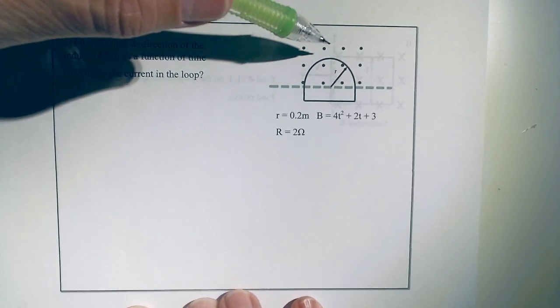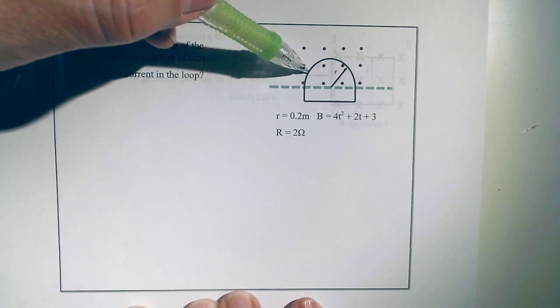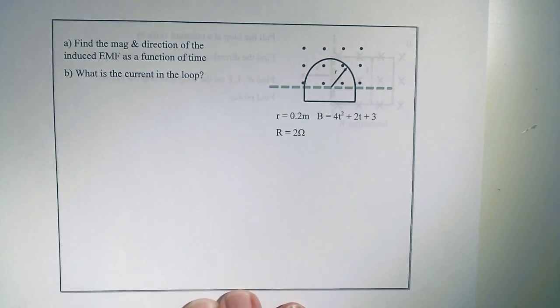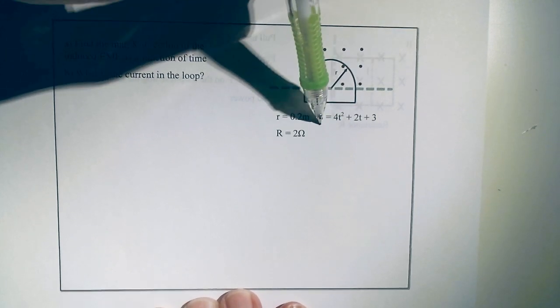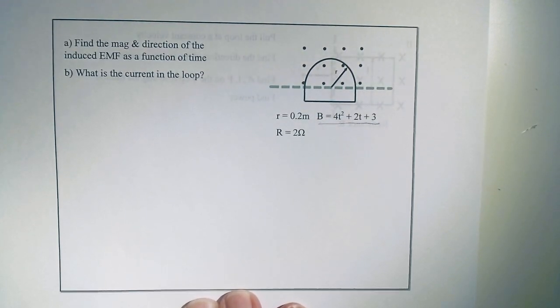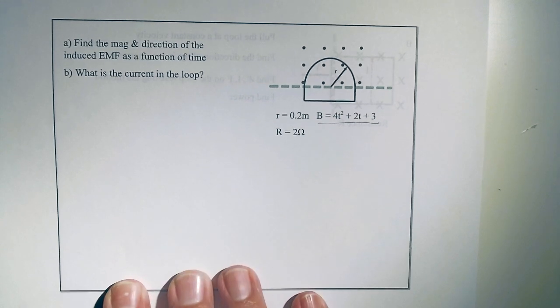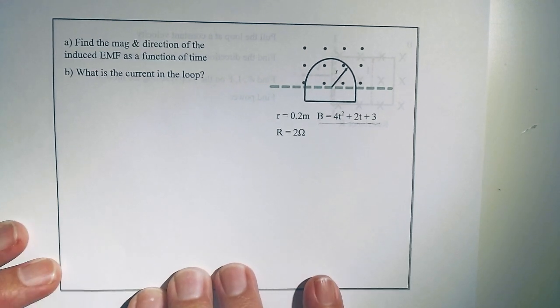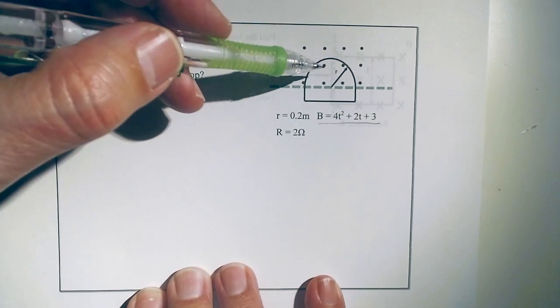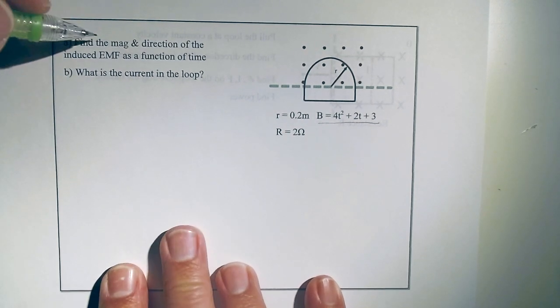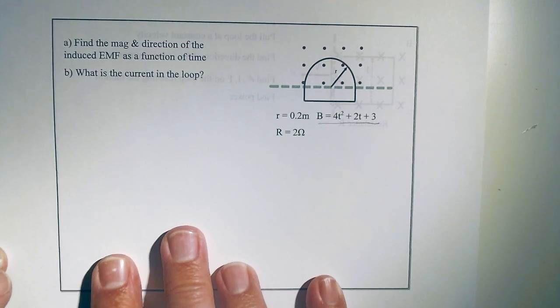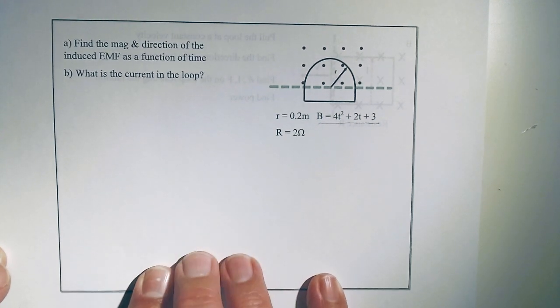Okay, what we have here is this loop where we've got a semicircle in the B field. The B field is coming out of the page, and the B field has this changing strength, 4t squared plus 2t plus 3. So it's getting bigger as time goes on. The B field, and therefore the flux, is getting bigger as time goes on. So what we want to do is find the magnitude and direction of the induced EMF as a function of time.